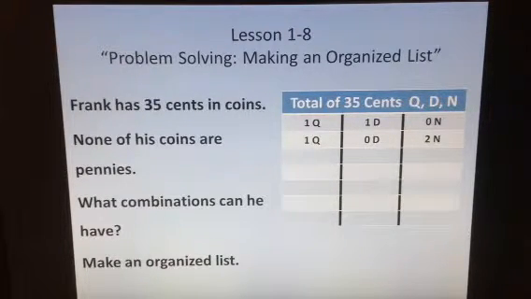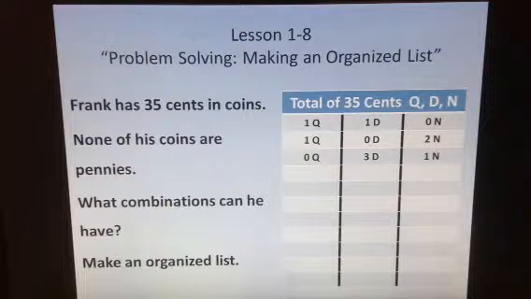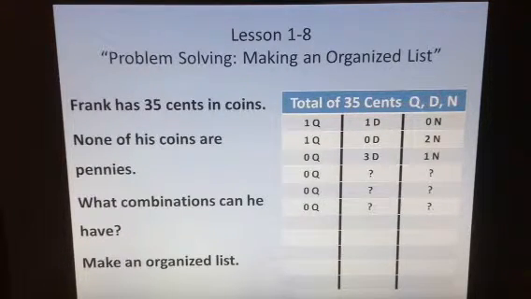What if we had no quarters? What would we put in? What would be the thing to put in next for dimes? If we try to keep it organized, we want to start with the most dimes we can use first. We could use 3 dimes and 1 nickel to make 35 cents. What else could we use with just dimes and nickels?